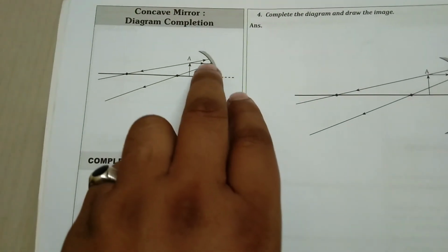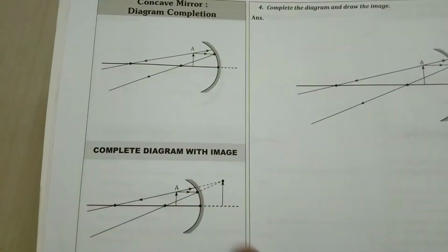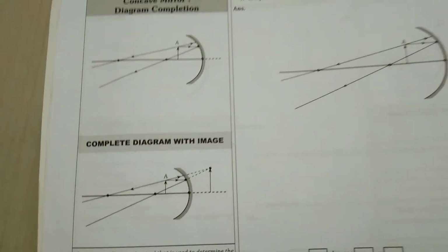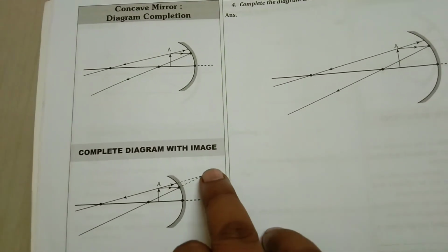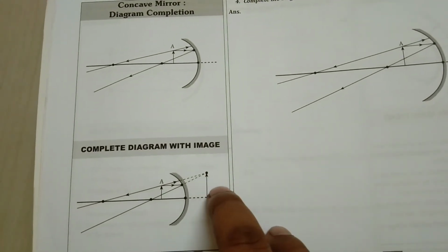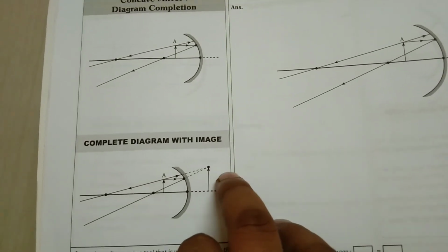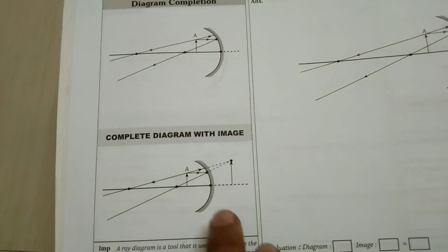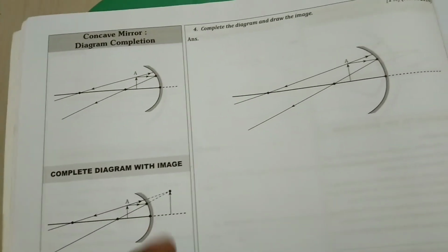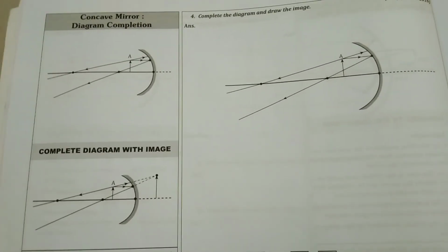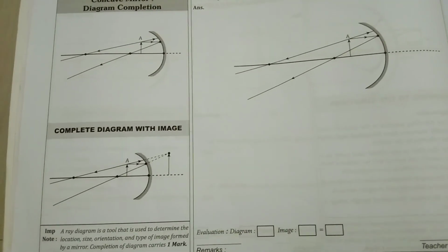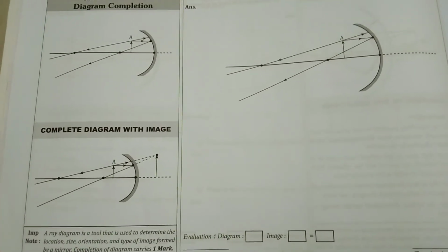So what we need to do, we need to extend them towards the back side of the mirror. They are going to intersect at this point. To get the complete image, we need to draw a perpendicular to the principal axis. They are going to meet at this point, right? In this way, they ask to complete the diagram and draw the image. Children, this is an easiest question, they may ask this type of diagrams as well.